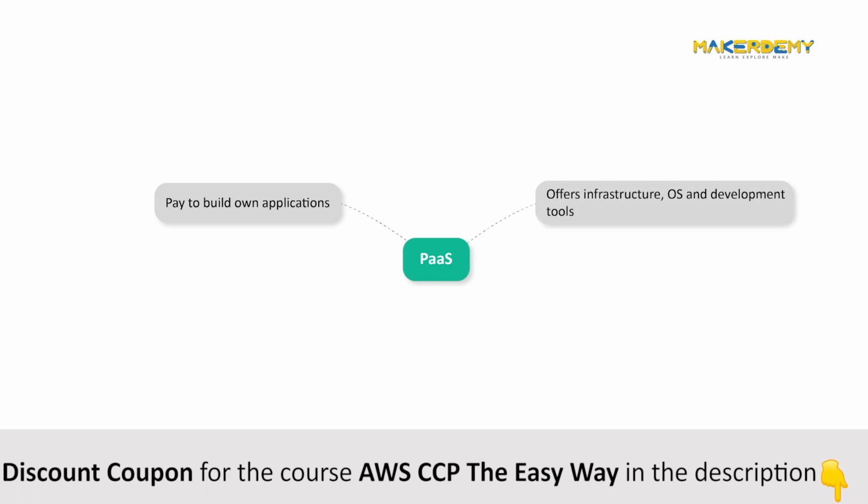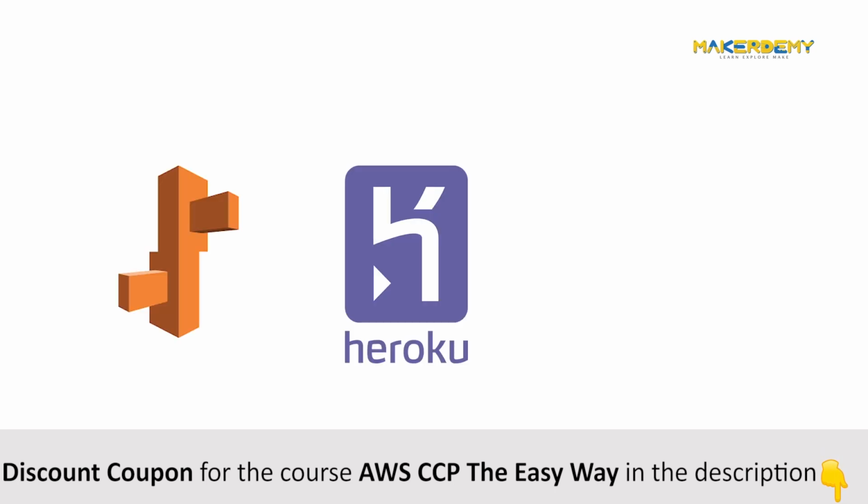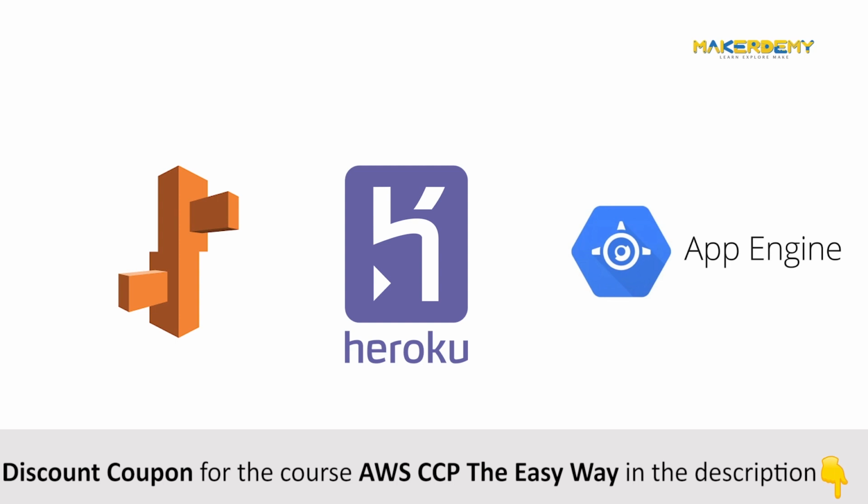PaaS vendors offer everything necessary for building an application, including development tools, infrastructure, and operating systems over the internet. PaaS can be compared to renting all the tools and equipment necessary for building a house, along with a plot of land, rather than only land as in IaaS. AWS Elastic Beanstalk, Heroku, Google App Engine, etc.